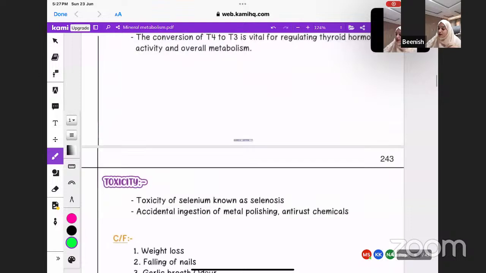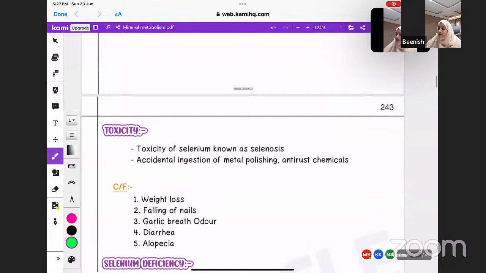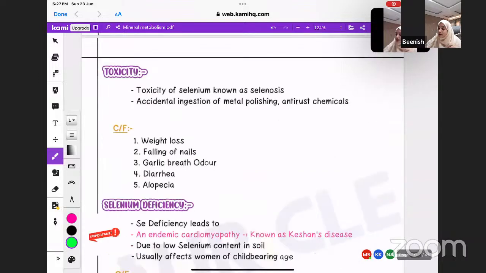Now, the toxicity of selenium is known as selenosis. Certain chemicals can lead to selenium toxicity, and the clinical features include weight loss, falling of nails, garlic breath odor, diarrhea, and alopecia, that is hair loss. So these are the clinical features associated with selenium toxicity.